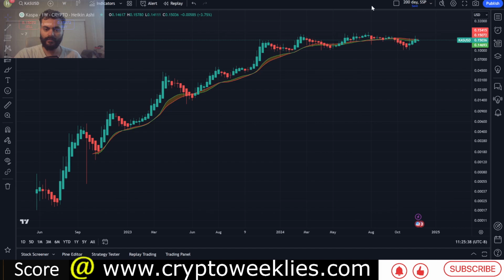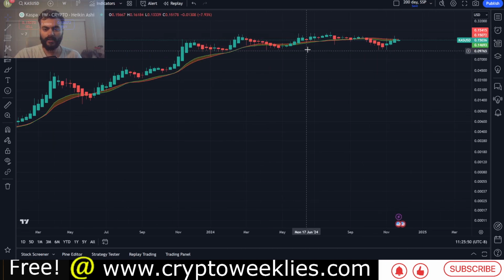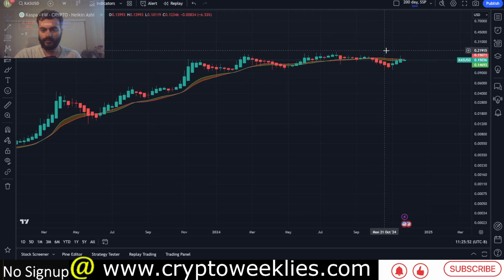This is the weekly price action for Kaspa USD, and on top of this are the bull market support band, 20-week simple moving average, and 21-week exponential moving average. Currently the price is close to the 20-week moving average and 21-week moving average at around 15 cents.